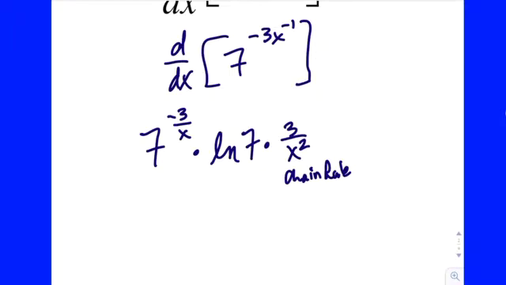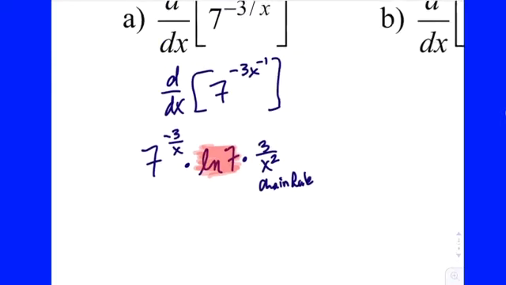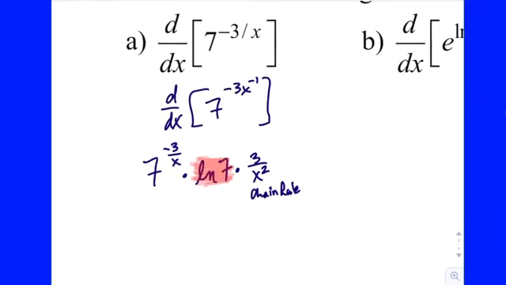Guess what most students who do these exponential things tend to forget to do? They kind of remember the chain rule. Yeah, they forget the natural log most of the time. That's what I see. So remember, only base e is the one that doesn't need the natural log of e there because it's 1.